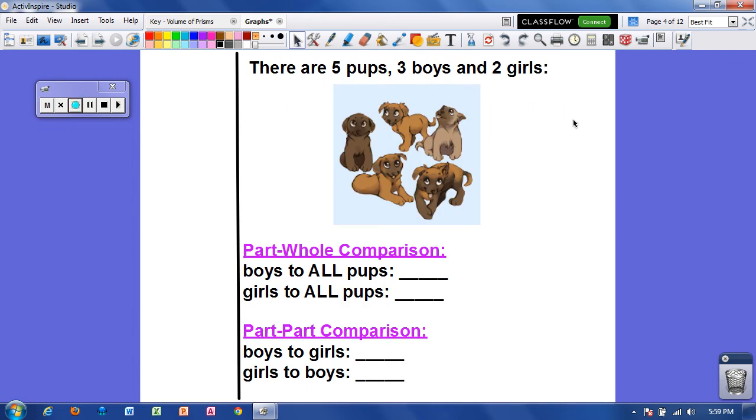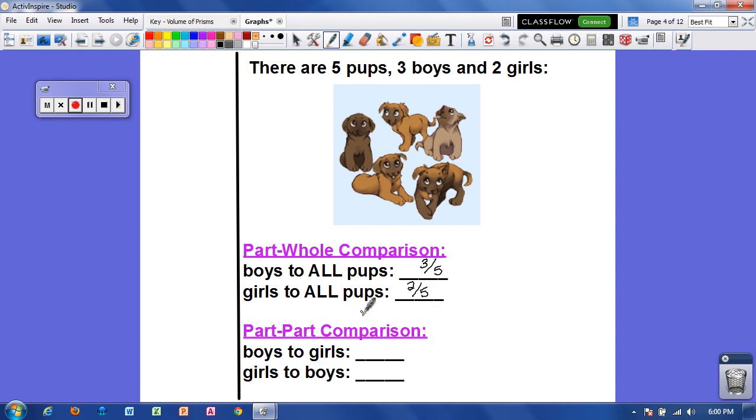Now, let's talk about comparisons. There are 2 different types of comparisons that we may use when we are asked to represent data from a graph. In this example here, we have 5 puppies, 3 of them are boys, and 2 of them are girls. So let's talk about a part-to-whole comparison. That would be something like the boys to all of the pups. We're just going to write a ratio, and I'm going to write it as a fraction. I want the number of boys to the number of all the pups. Well, that would be 3 boys to a total of 5 pups. Girls to all pups, that would be 2 girls to a total of 5 pups.